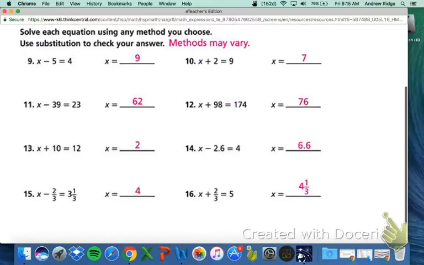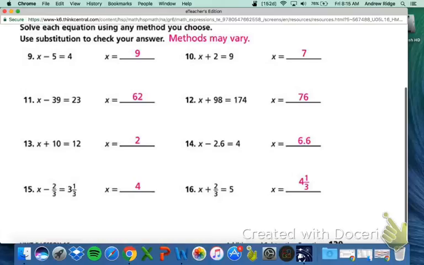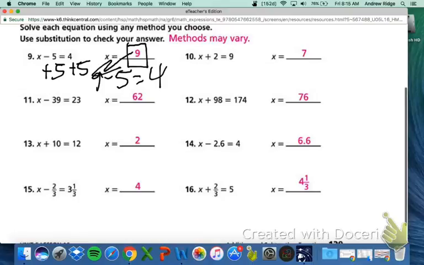Now 9 through 16. There are many ways you could solve these, using either graphing or whichever. You add 5 to both sides, right? And x is left being 9, right? And you check that. 9 minus 5 equals 4.